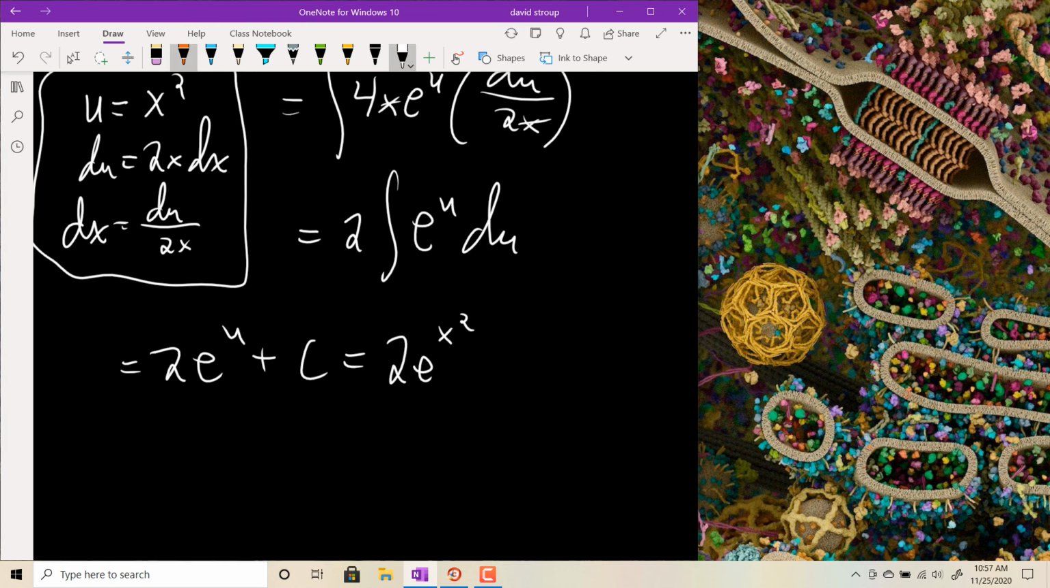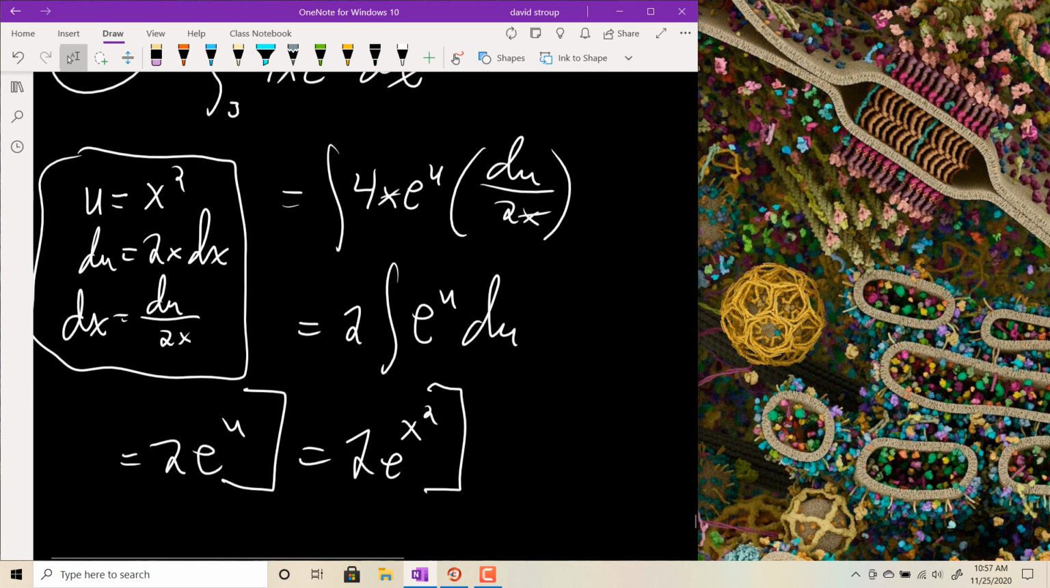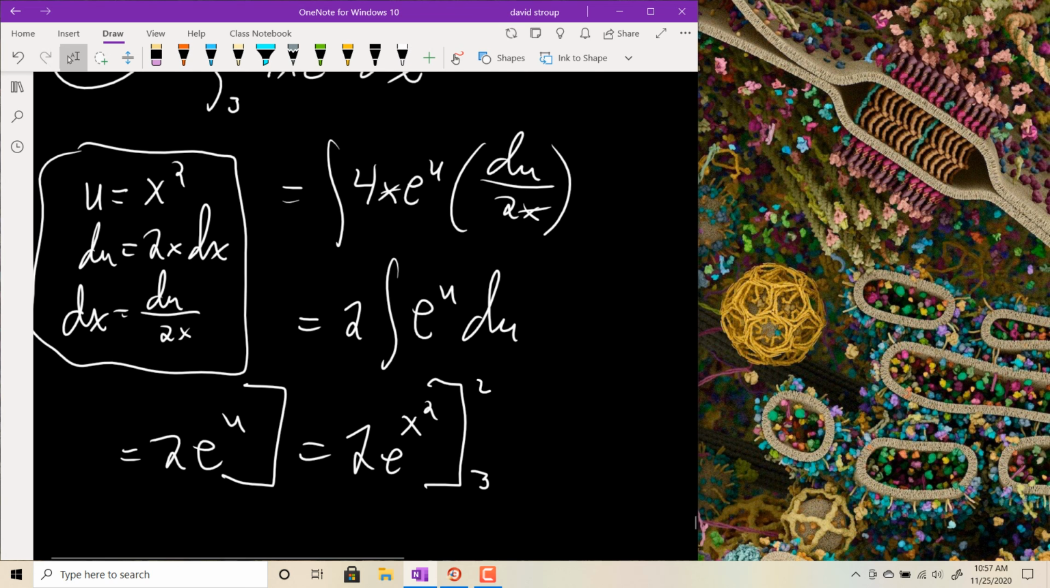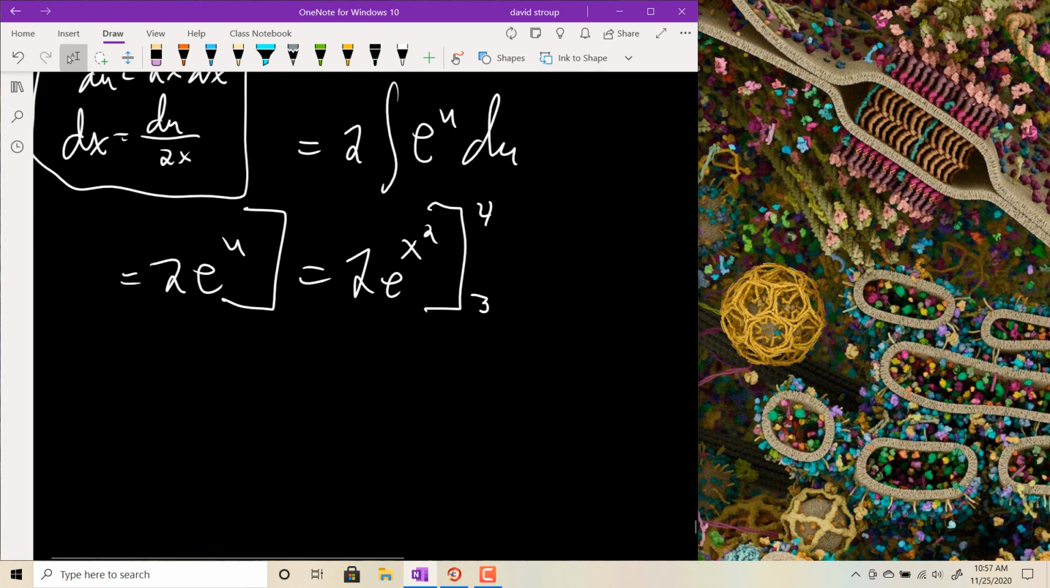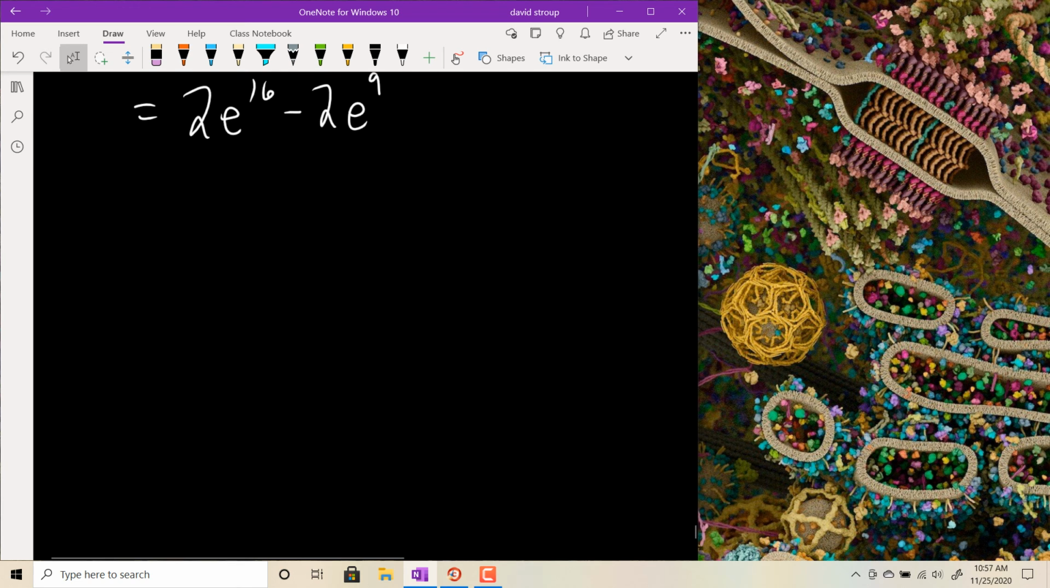Whoops, and this is the part where I screwed up. There's no plus c when you do a definite integral. I'm just forgetting that I have to evaluate. Okay, so it's 2e to the x squared. And then I remind myself, okay, I have to put the 3 and the 4 back in. Okay, so you can't just put 3 and 4 in for u. That won't work. Okay, so this will end up being 2e to the 16 minus 2e to the 9th, whatever that turns out to be. If you need a decimal or something, put it in your calculator and get a decimal. Okay, so that's substitution stuff.